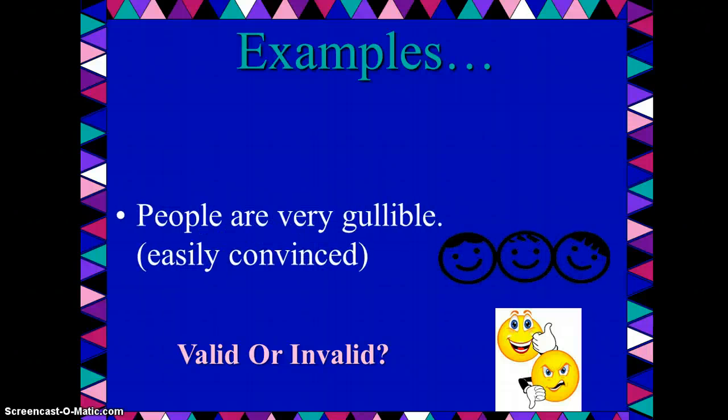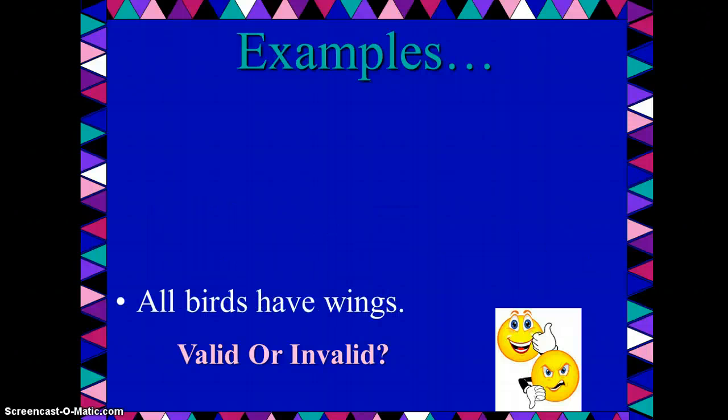Second one, people are very gullible, meaning they're easily convinced. What do you think? I've had past students tell me that they think this is valid, but then others say that is invalid. Think about it. Do you think you're gullible? And the last one, all birds have wings. Is this valid or invalid? This would be an example of a valid generalization. All birds do have wings. True, not all birds can fly, but all birds do have wings.